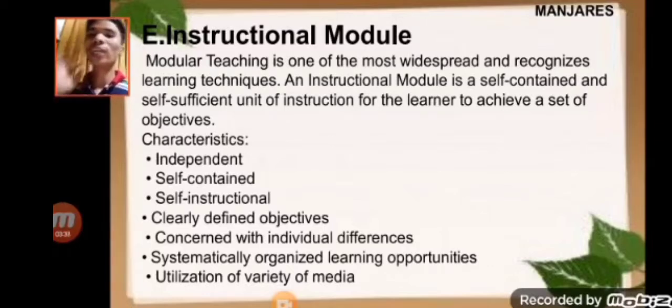Okay, so next is we have concerned with individual difference. Mostly not all learners are independent or called advanced in their knowledge. Sometimes we have difficulties because of their minds. We have unlearned or unknowledgeable learners. So yeah.